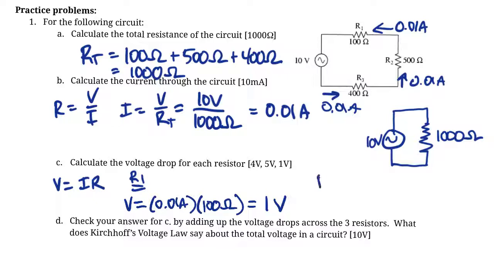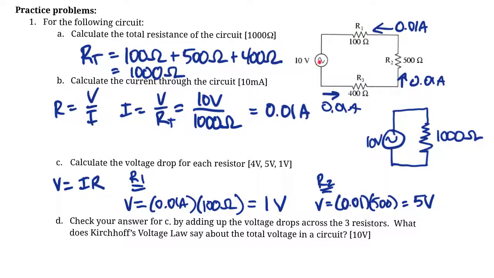If we do the same thing for resistor 2, right, we can just multiply again the current, 0.01, times the resistance. And the resistance of that resistor is 500 ohms. So it's just going to be times 500, which gives us a voltage of 5 volts. So 5 volts of electric potential difference are lost here, 1 volt is lost here.